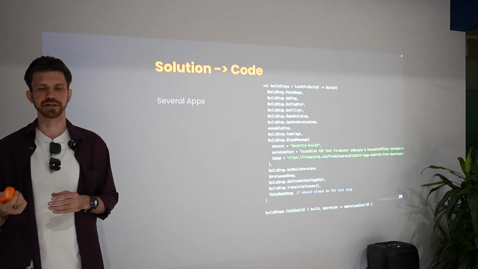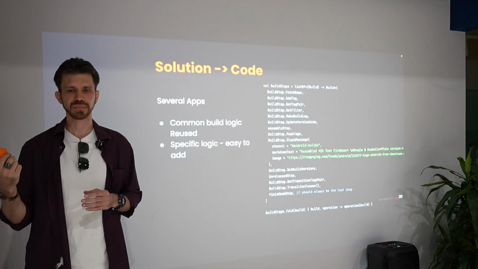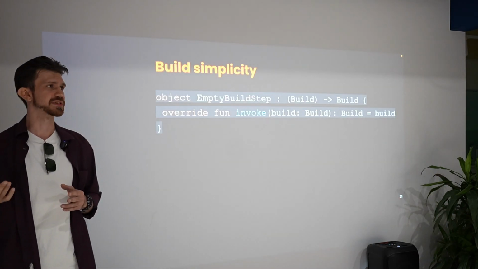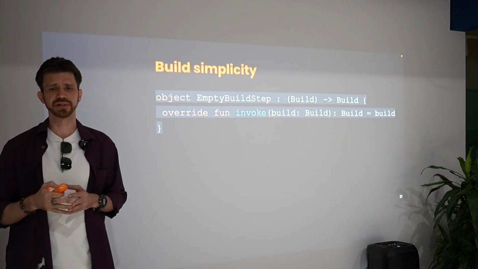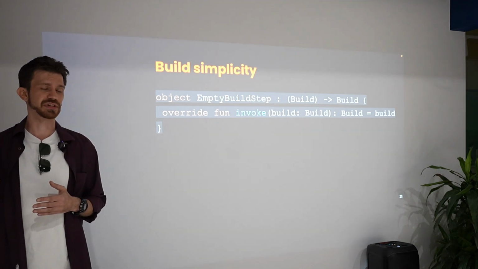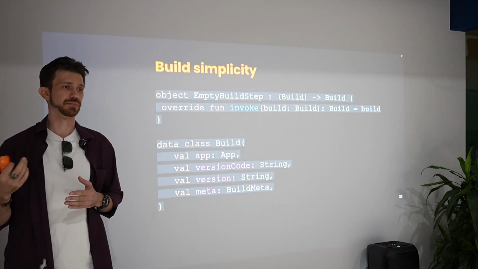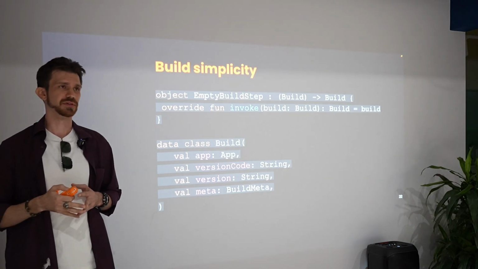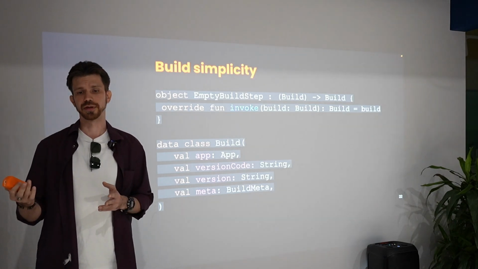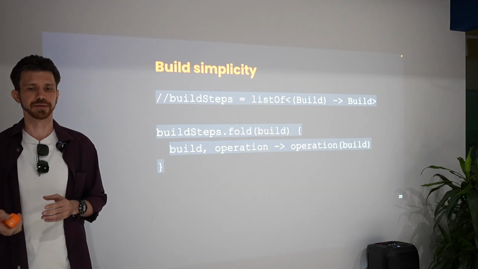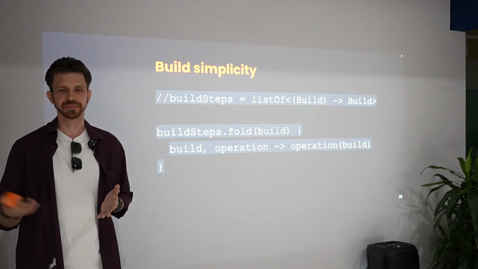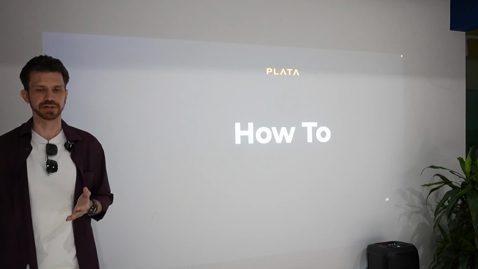Just like that, in the slide, we have a number of steps, and we just fold them. So what is the step? The step is actually a Kotlin lambda, which takes a build object and returns the build object, running some action along the way. The build object is also very simple. It's just application information, some version codes, version names, and meta for the current pipeline. And fold is just like the Kotlin operator fold: build, operation, and the result.